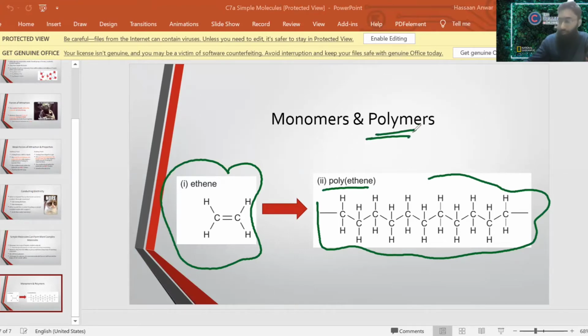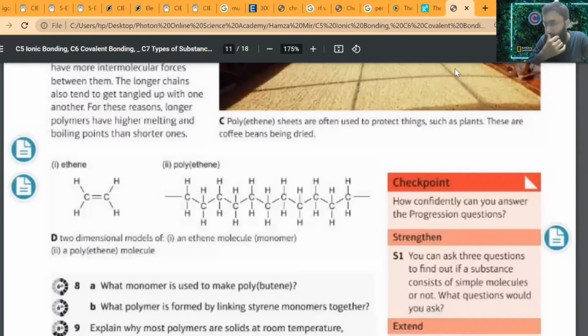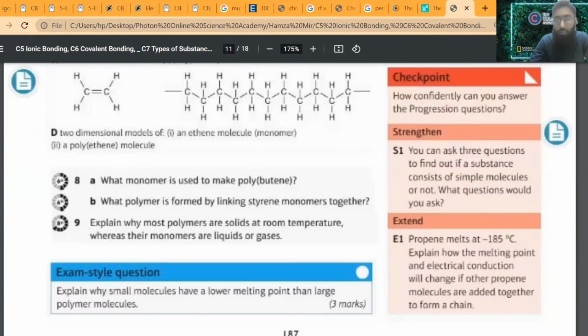Polyethene is a polymer. But there are a few questions, and I am pretty sure these questions will be asked in the exam as well. The questions will be like this: what monomer is used to make polybutene? Remember, to make polybutene, we need a monomer, and the name of that monomer is butene.